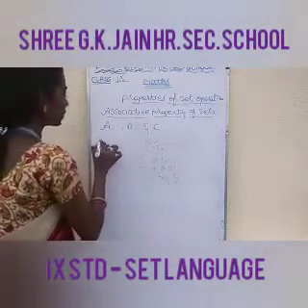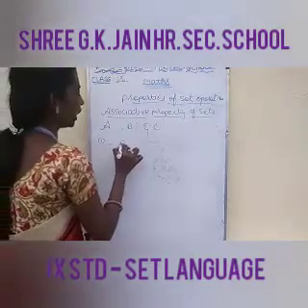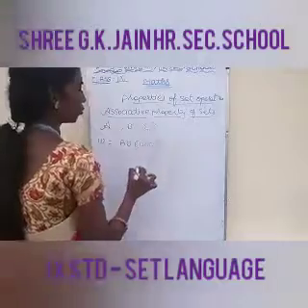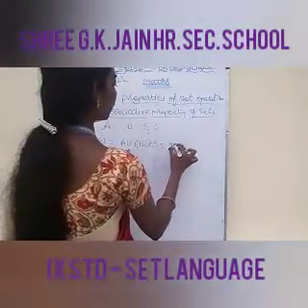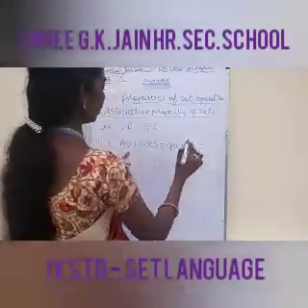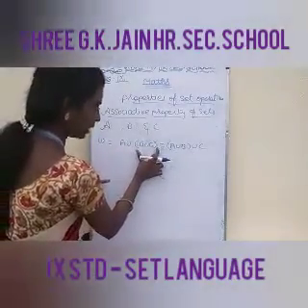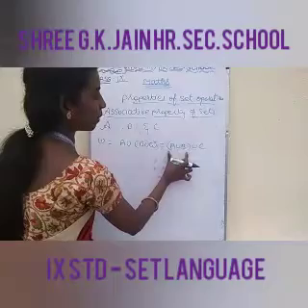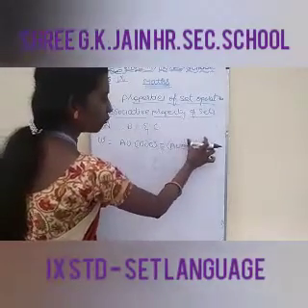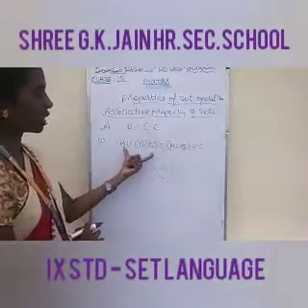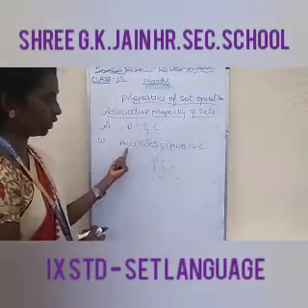The first classification will be A union B union C is equal to A union B union C, where only the bracket is changed. A union of B union C. The first and the second term combined, so A union B, union C. This is your first classification, associative property over union.